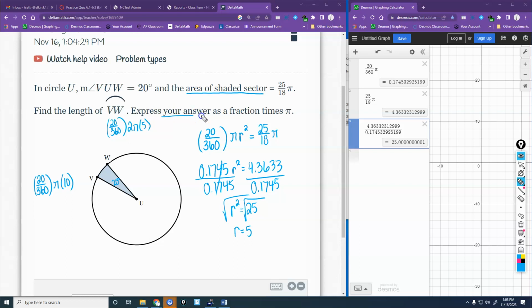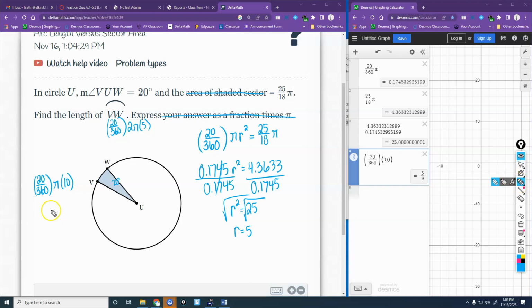Now, when they say express your answer as a fraction times pi, I've been letting you do decimals on everything else. What it means is when you type it into the calculator, don't include the pi. So you would just do 20 over 360 times 10. And on Desmos right here, if you hit this little button right here, it'll change it back to a fraction for you, because it's only going to let you do fractions in this DeltaMath. So you would have 5/9 times pi.